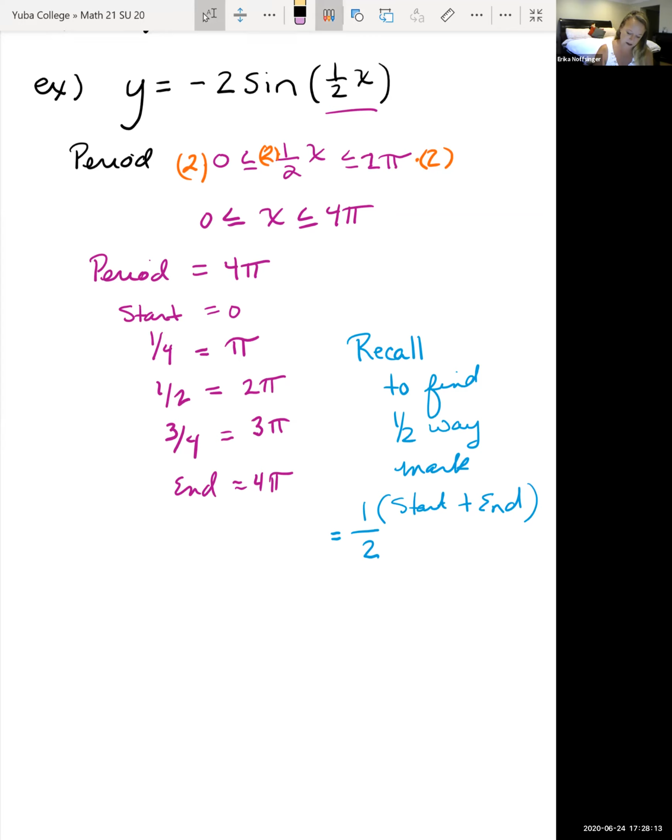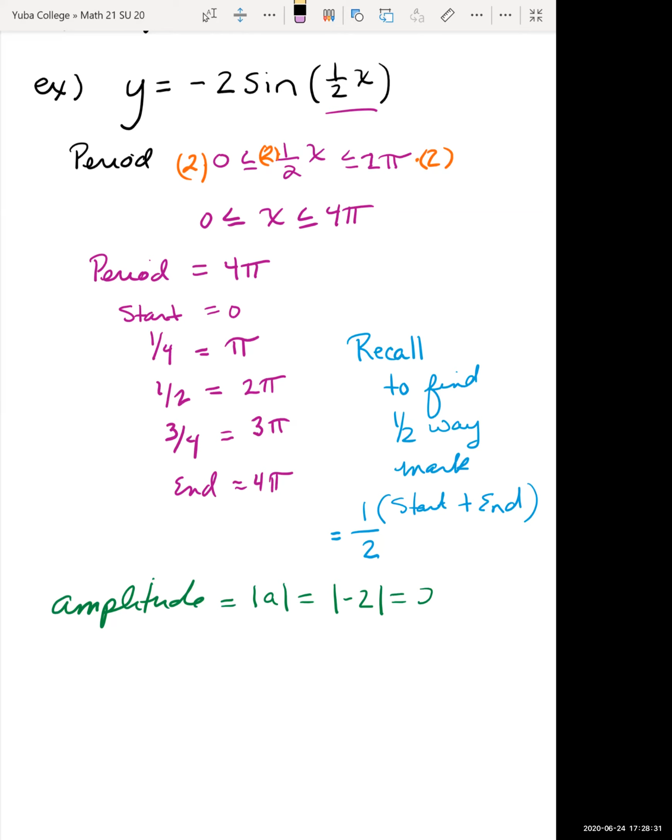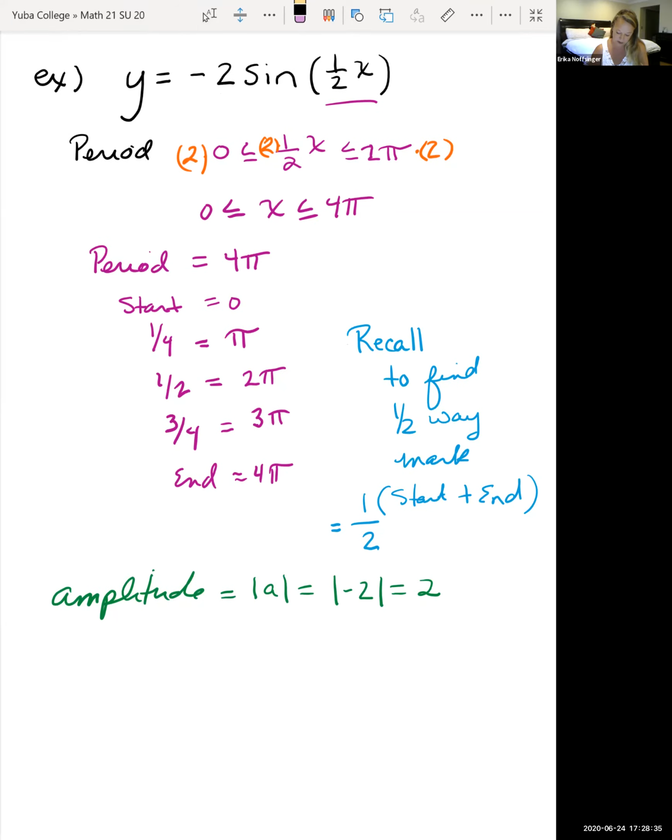Our amplitude is equal to the absolute value of A. A is that coefficient in front of the sine. And so the absolute value of -2 is +2. So I know I'm going to have a max at 2 and a min at -2.